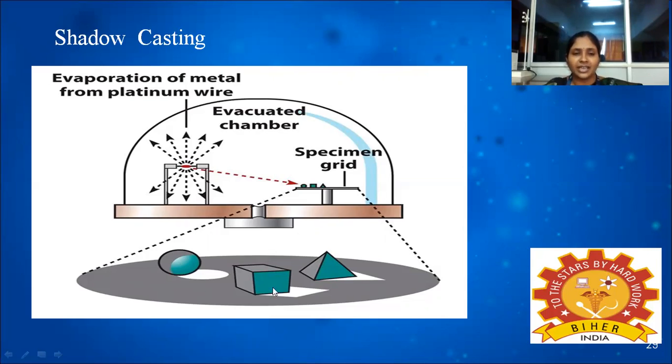Thus, with this diagram, you can see that it is getting deposited on one side of the sample, and on the other side you can see the image: the round circle, the square box and the triangle. So this shows the shape of the object.